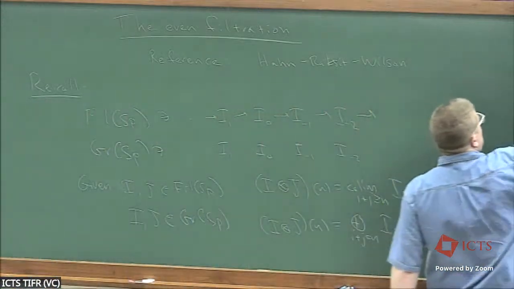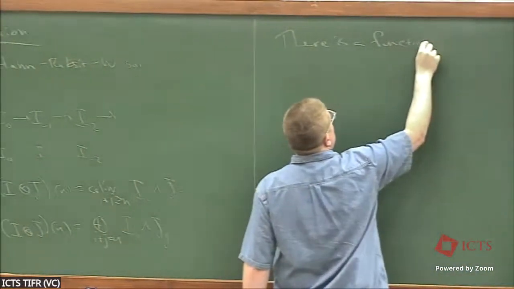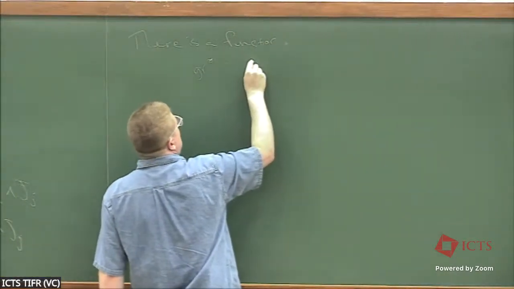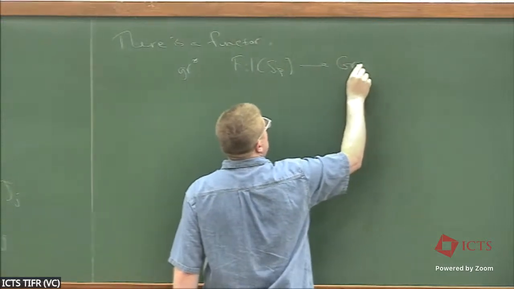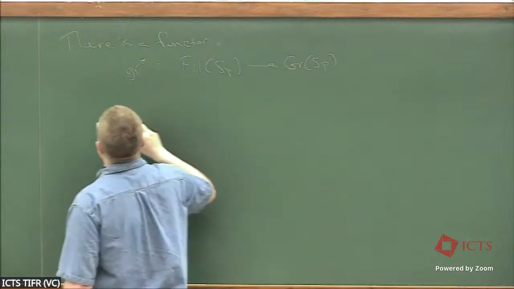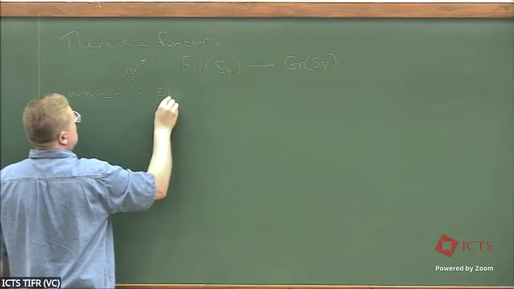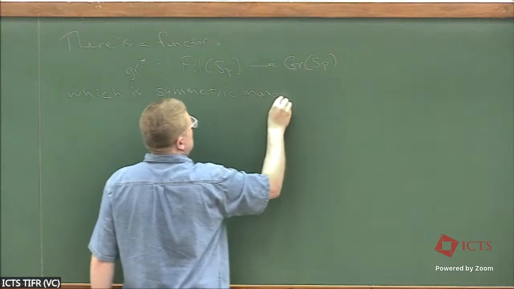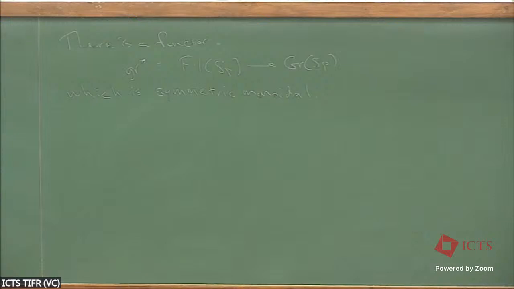And then there's a functor gr, or star, going from filtered spectra to graded spectra. And this is symmetric monoidal. It's also a left adjoint. I don't think we will use that though.